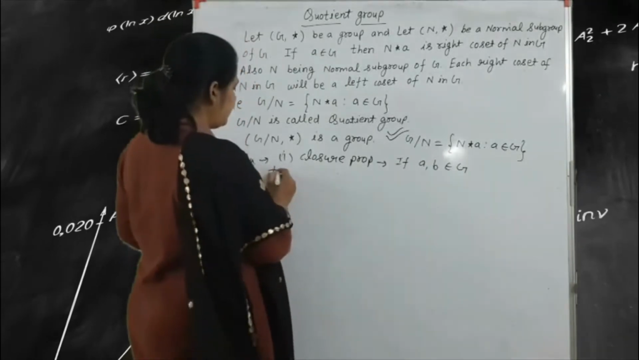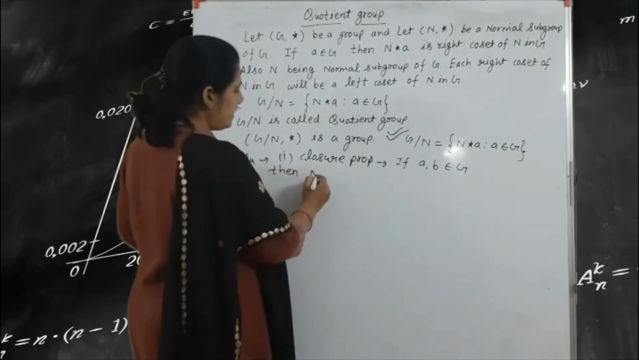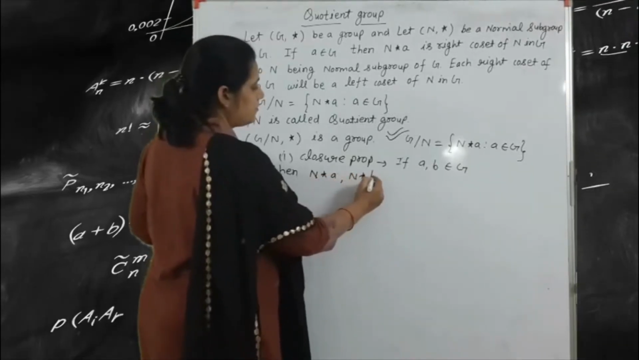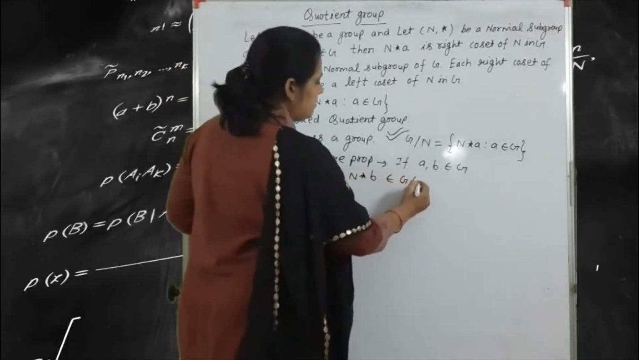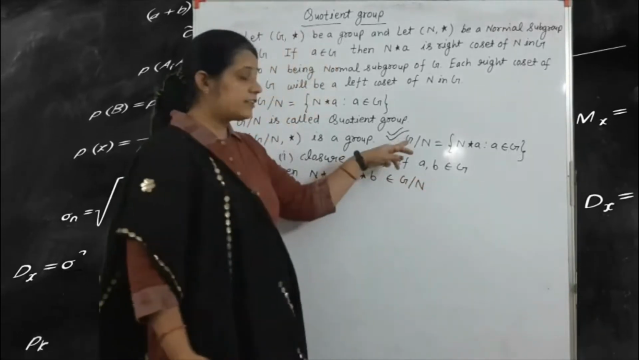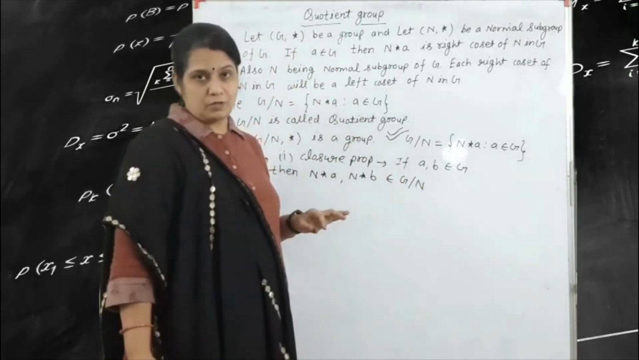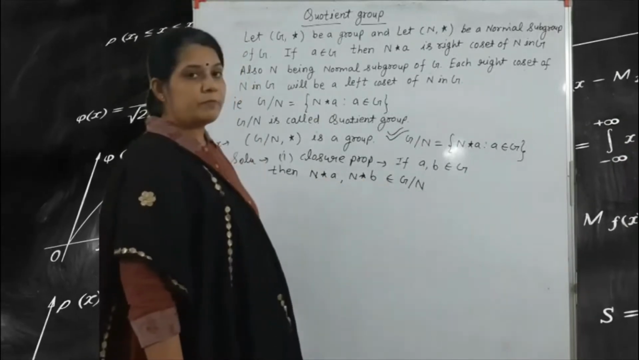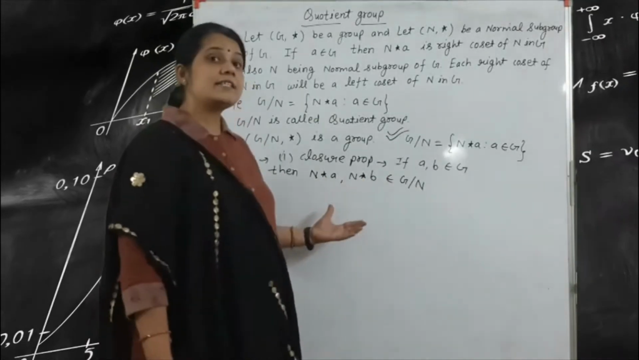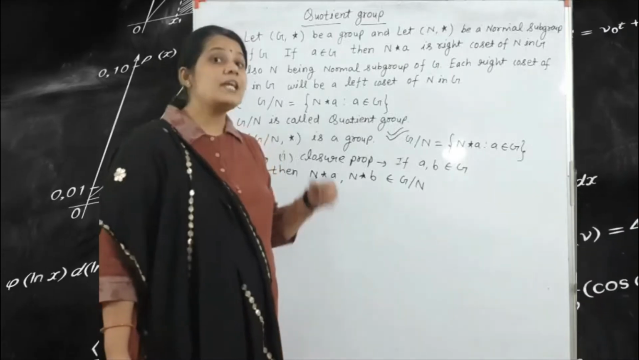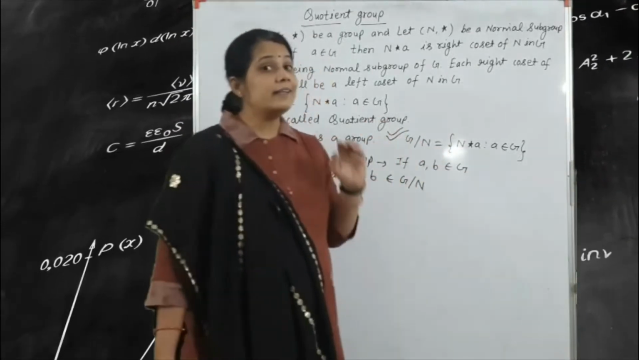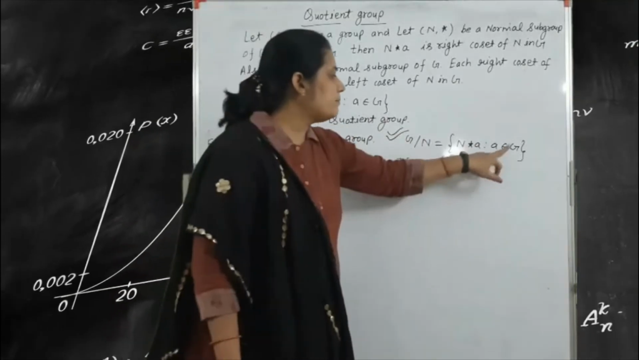then N*a and N*b belong to G/N. Because here we find out that G/N is a group. So here we consider N*a and N*b belonging to G/N. Why do we consider N*a and N*b? Because here we define G/N as {N*a, a belongs to G}.